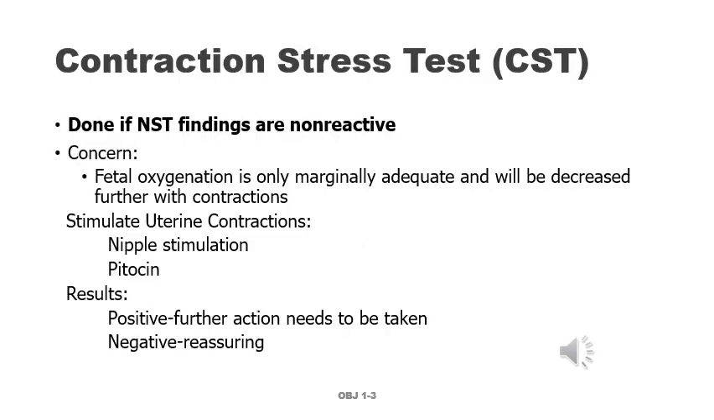Next we'll talk about a contraction stress test, or a CST. One of the things you can do if you have a non-reactive non-stress test is choose to do a CST. This isn't your first choice, but you're going to be somewhat concerned and want to make sure this baby's okay. Your concern would be that fetal oxygenation is only marginally adequate and will be decreased further with contractions. So you need to stimulate contractions with this test.